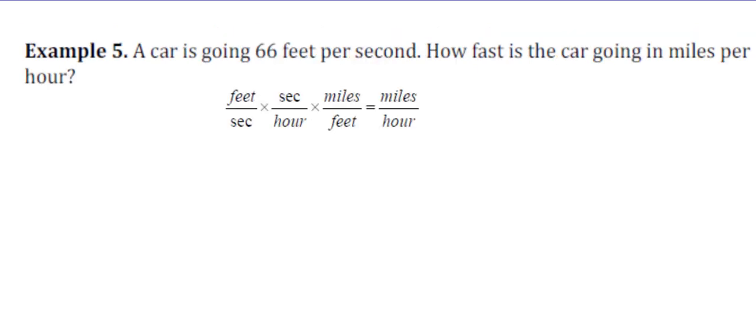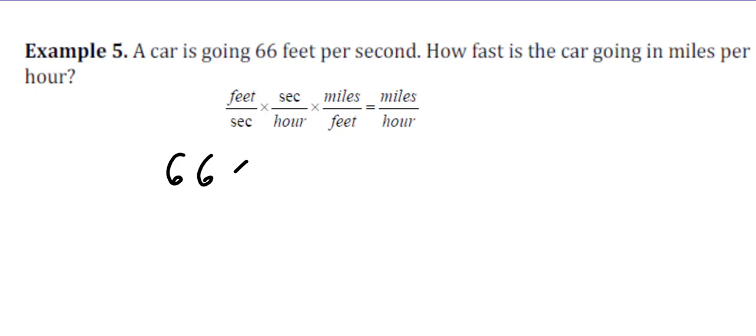And so here's a little bit more complicated problem, because there's more conversions going on. So we got a car that's going 66 feet per second. How fast is the car going in miles per hour? So we need to set all this stuff up. Well, our feet per second here is the first one. We know that the car is going 66 feet per second, so that's where that one's coming from.